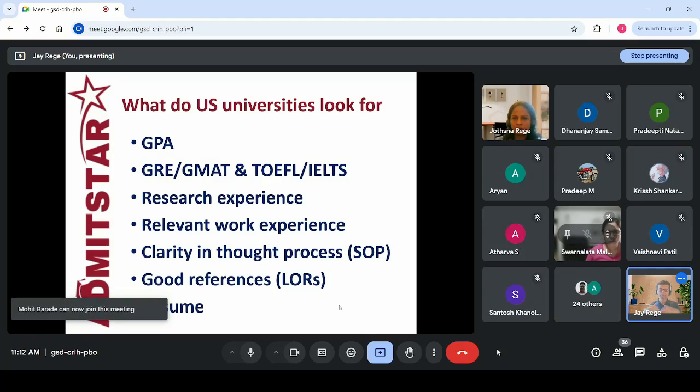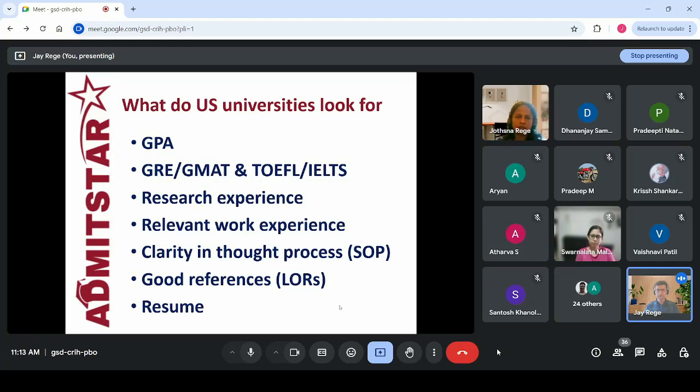Because what happens is, say, for a program, if you're applying to maybe say an XYZ university, their intake is 100, right? And they get 1,000 applications. Now, the admission committee is not going to sit and read all your 1,000 SOPs. The first round of screening will happen based on your overall profile, which will be a GPA, GRE, and sometimes they might just glance through your resume to see what kind of profile you have.